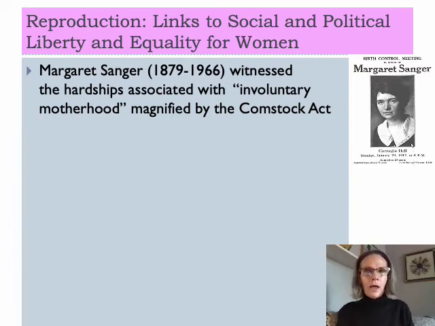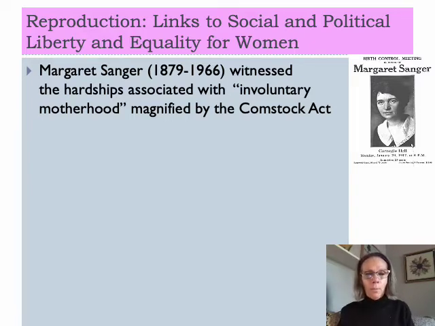For her, she really was with those 19th century feminists who were basically saying, look, control of your reproduction is really key to women's liberation. And following the Comstock Act, she really saw and was witness as a nurse to the hardships that were associated with not choosing to become a mother, not choosing to become a parent.